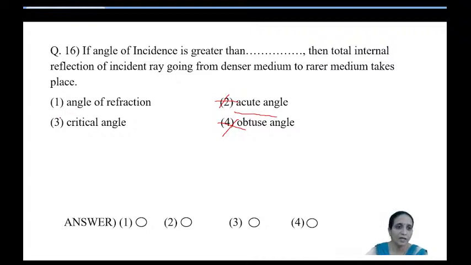Out of this 1 and 3, if angle of incident is greater than critical angle, then the total reflection of incident ray going from denser medium to rarer medium takes place. So option 3 is the correct answer.